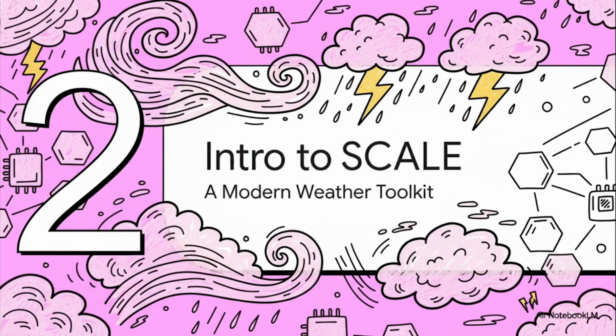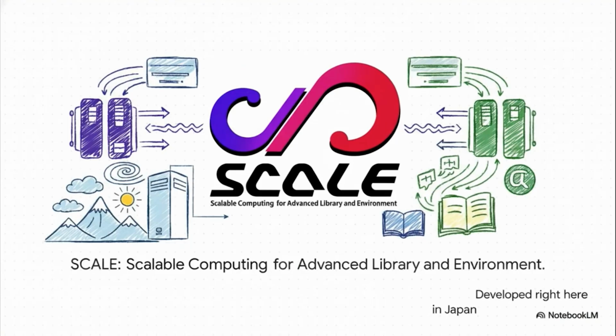So how do we actually handle a problem this big? Well, that brings us to our main tool for this tutorial, the SCALE framework. And there it is. The name, SCALE, stands for Scalable Computing for Advanced Library and Environment. It's a really modern and powerful system for simulating weather and climate, and it was developed right here in Japan at the famous RIKEN Center for Computational Science.